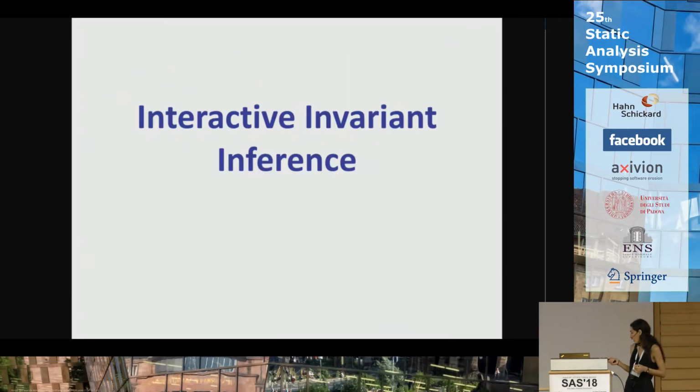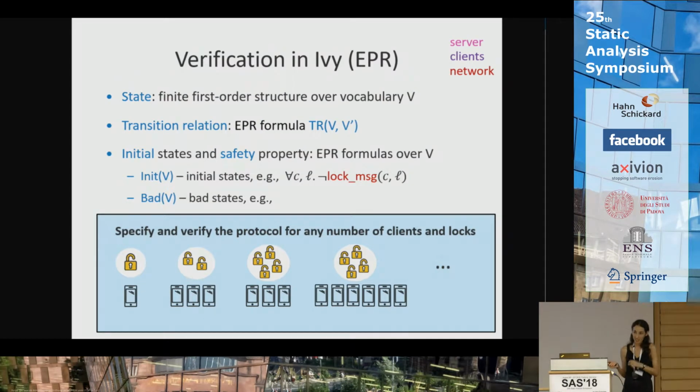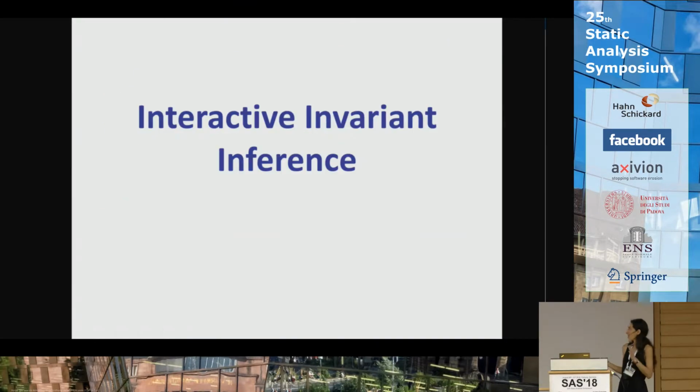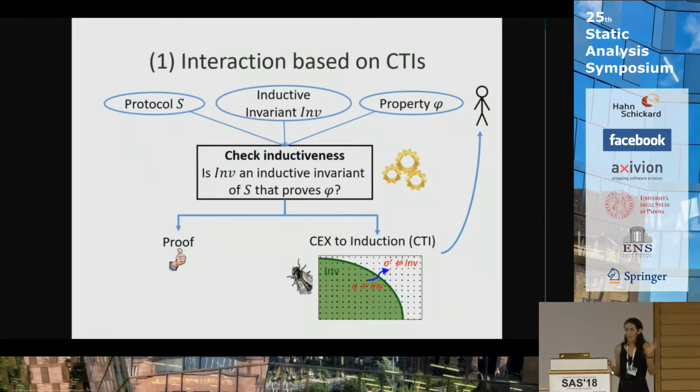Okay, so the question now that I still didn't address is how do we provide the inductive invariant? How do we find it? And like I said, what I want to do in this talk is talk about how we do it interactively. Okay, so now we get to the point, interactive invariant inference. And I want to mention these three forms that were on one of the slides earlier. And I'll start with the first.